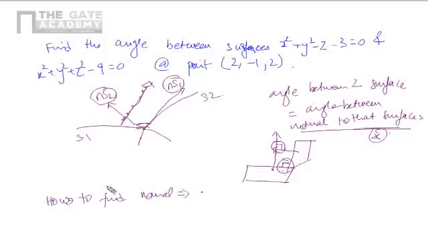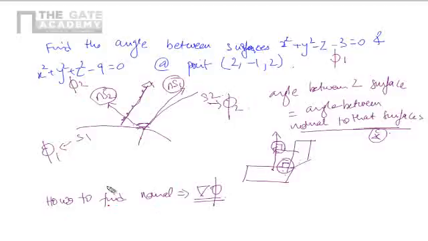Del phi, correct? Let me take this as phi 1 and this as phi 2, where S1 is nothing but phi 1 and S2 is nothing but phi 2. Now I have found del phi 1 and del phi 2. How will I find the angle between them?